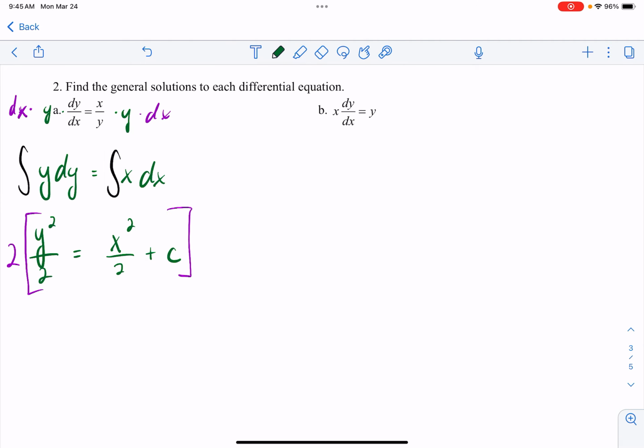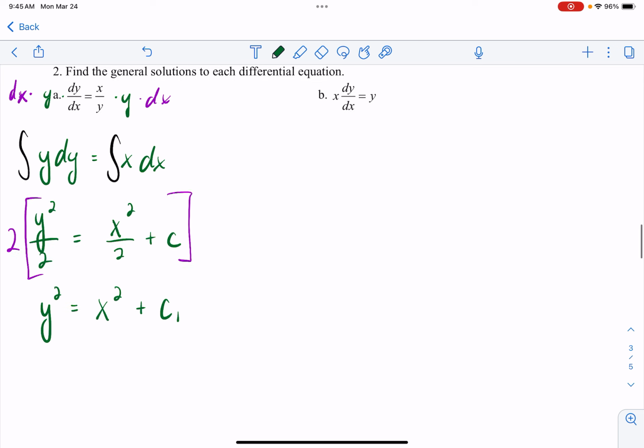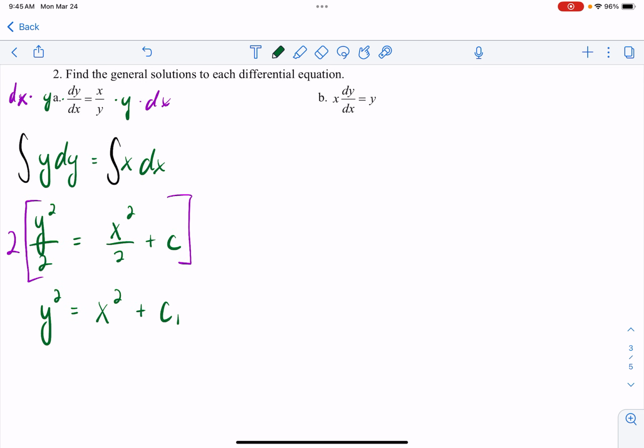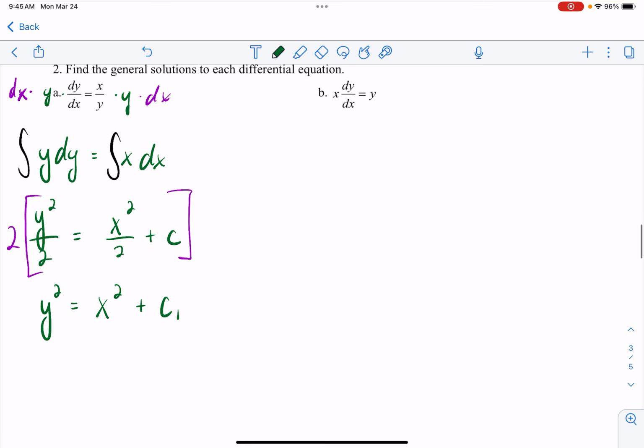The left side becomes y squared equals x squared. Now, people want to say 2c, but remember, 2 times c is just another constant. So we're going to call that plus c sub 1. Sure, 2c is a thing, but it's better if you just write c sub 1. In fact, don't write 2c. Just turn that into a new constant.